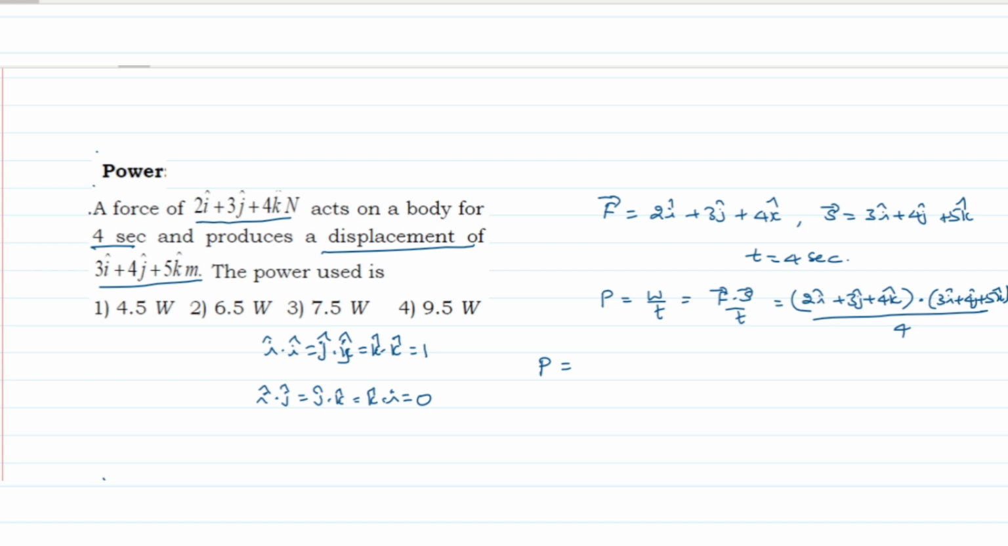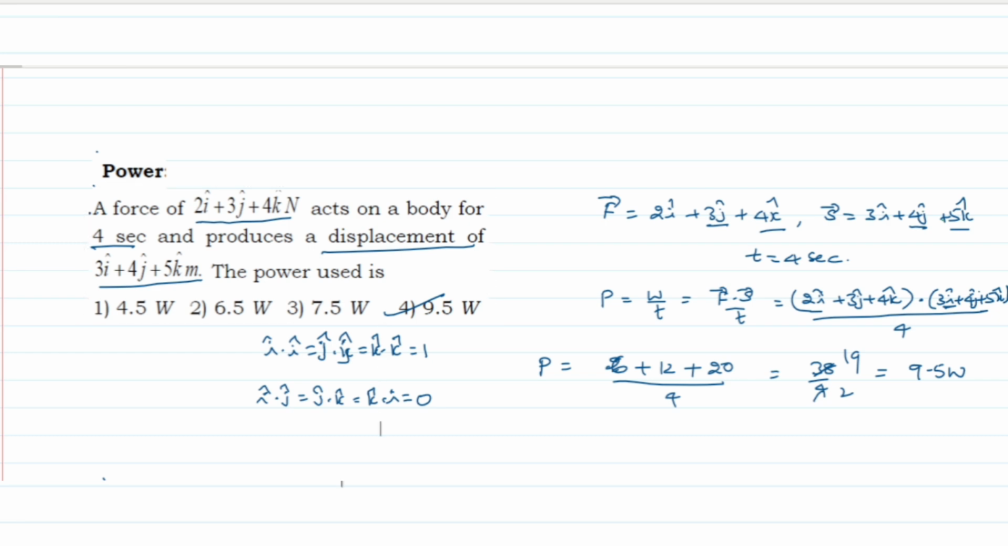So when you multiply, I cap dot I cap is 1, so 2 times 3 is 6, plus 3 times 4 is 12, plus 4 times 5 is 20. The remaining terms, I cap dot j cap, I cap dot k cap, will be 0, all divided by 4. Together this value is 38 by 4, that is 19 by 2, so we get 9.5 watt as the answer.